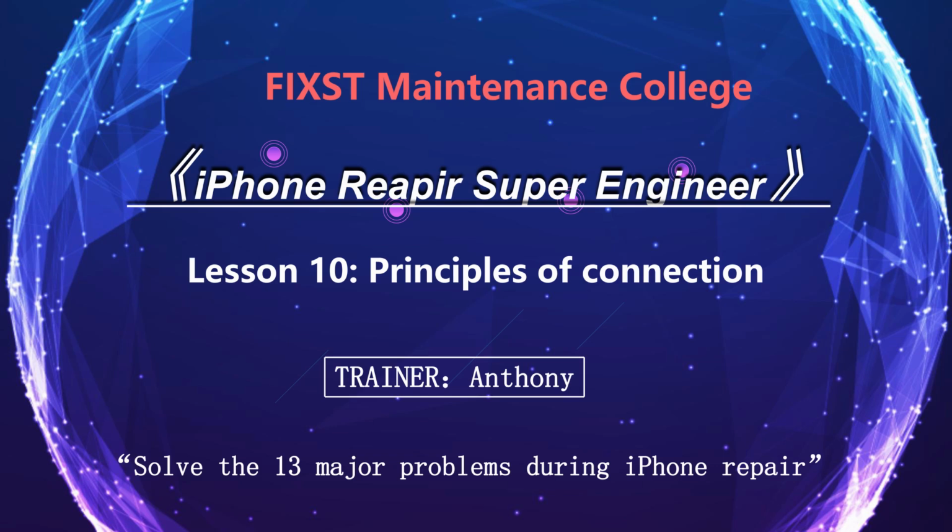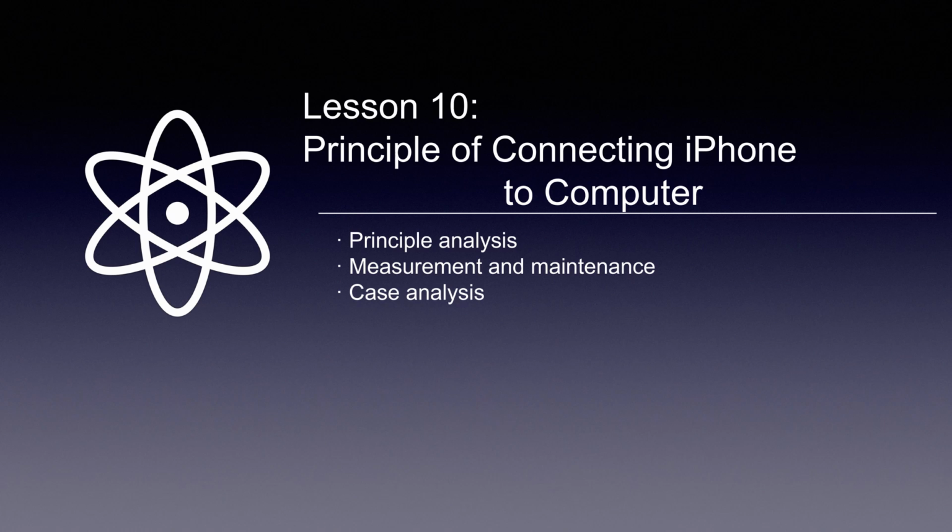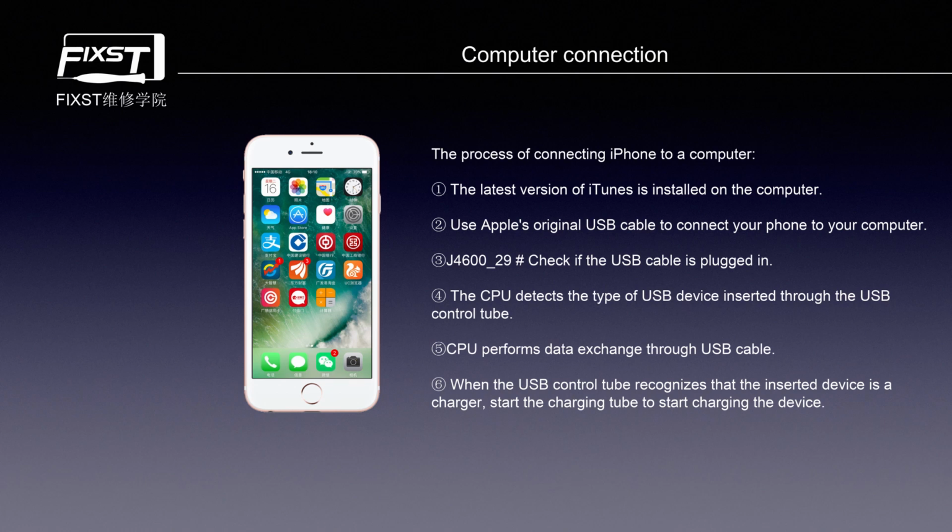This is lesson 10, and we're talking about the connection. The connection means that when the phone connects to the computer, it will show you iTunes or show you any information or not. Okay, now we're talking about the principle of the connection. The theory of connecting the iPhone to the computer also has 3 parts. One is the principle, the second is how to test and repair, and the third is the cases shown to you guys. And before we talk about the computer and iPhone connection, we need to know the process of connecting the iPhone to the computer.